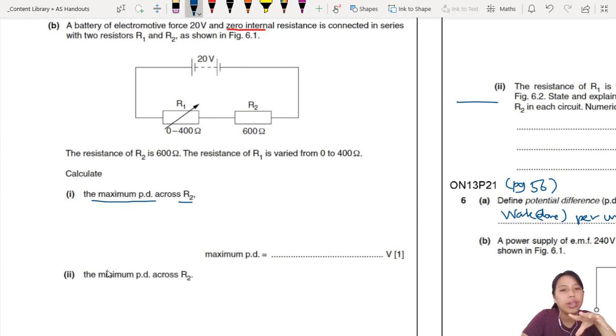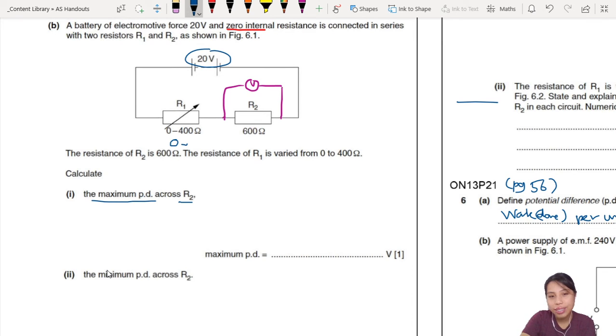Now, please say you have tried this already. But when does the maximum PD occur? It's basically saying if I connect a voltmeter here to measure the potential difference, when is that value the biggest? We talked about it just now. If you have 2 resistors, you share out the potential of 20 volts.